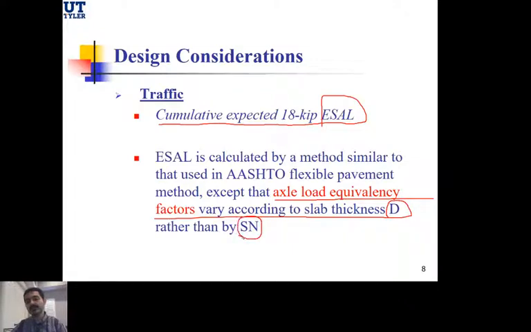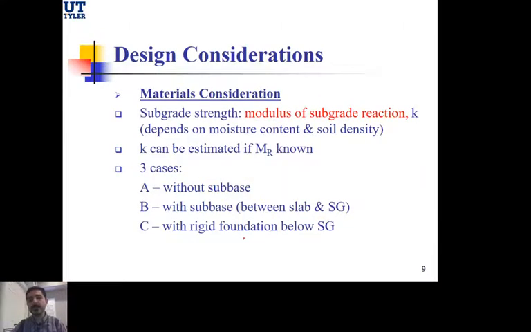So instead of varying those equivalence factors based on the structural number, now it's going to vary based on the thickness. When it comes to the material consideration, we also need to know about some of the material testing, and the major one that we're going to spend most of this lecture talking about as a material factor that gets into our design is what we call the subgrade strength.